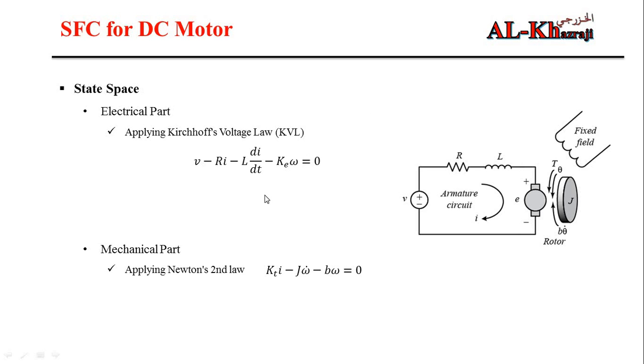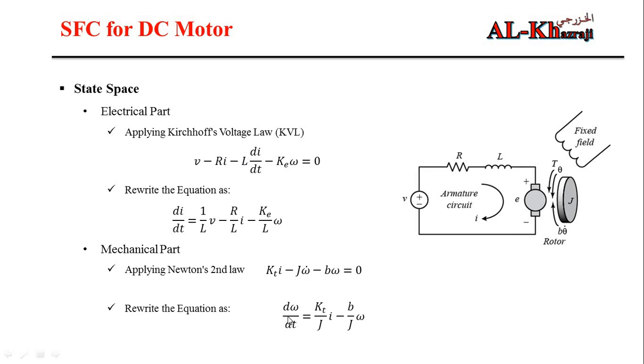Now, because we know that in the state space there is a relationship between the derivative of state and the state, we need to take the derivative of I in this term, and we take all the remaining on the other side, and we divide it by L, because we have the coefficient L with the derivative of I, the current. And we do the same thing here because we have the derivative of omega.